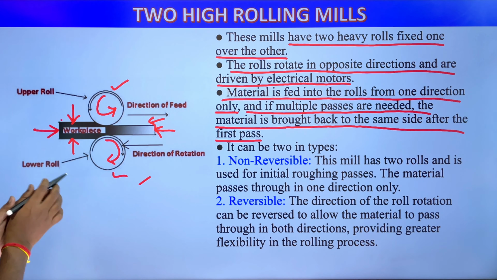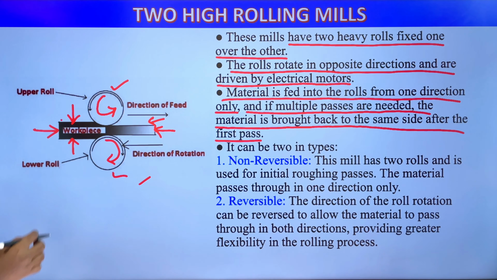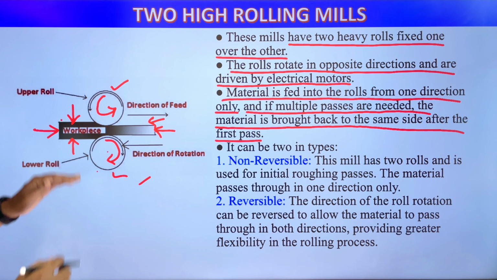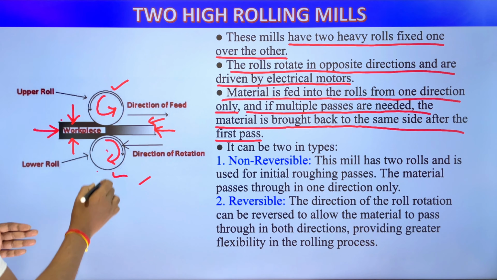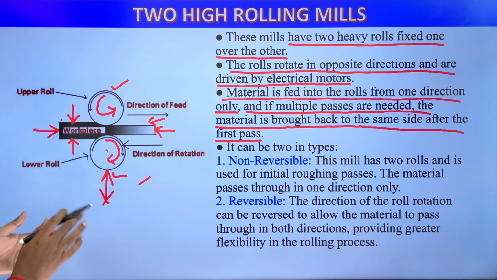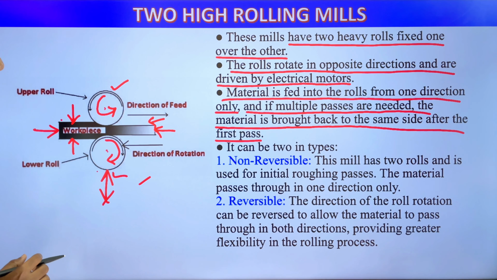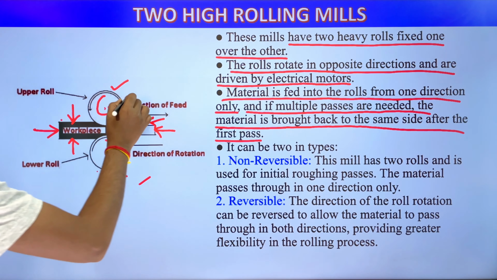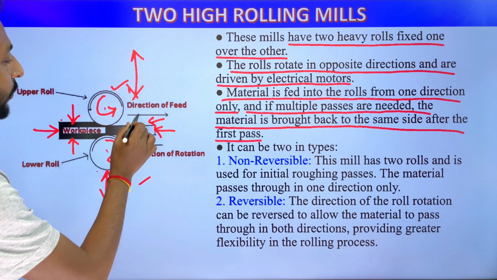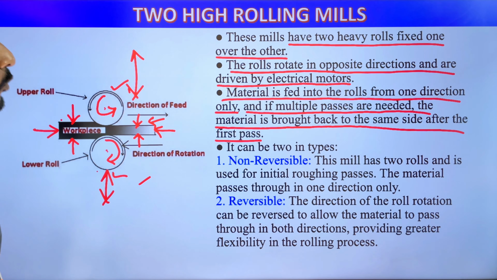So here we can see that the two rolls are rotating opposite to each other in direction. This is called the lower roll, and this roll is fixed. The center is fixed. It can't move up and down. It can only rotate in a particular direction, and this roll can rotate in a particular direction, but the center can be lifted up or down to adjust the thickness of the final product. So we can get multiple thicknesses of the final product.